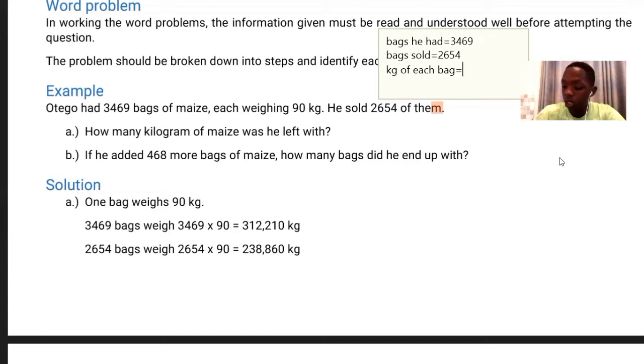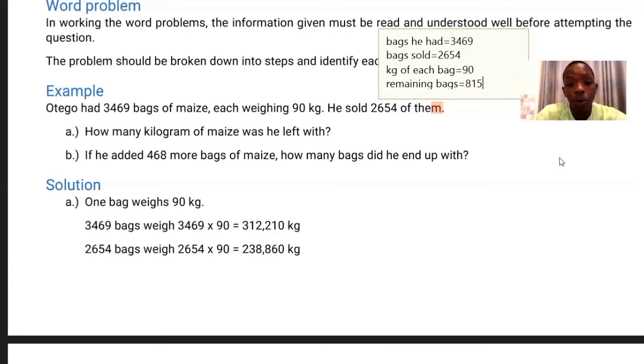Okay, I need to... Yes, in the bags. Kg of each bag is 90. Then remaining bags is, so we'll have 3469 minus 2654, giving you 815. You can go ahead and check that.